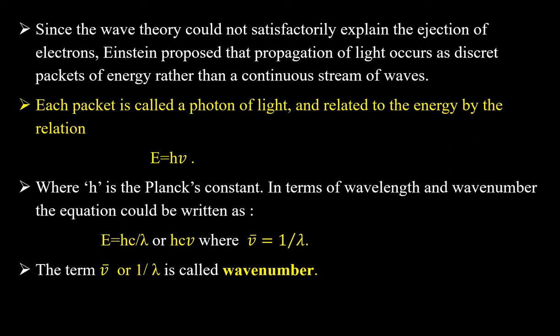In terms of wavelength and wave number, the equation can be written as energy E is equal to hc by lambda, or hc nu bar, where nu bar is equal to 1 by lambda. The term 1 by lambda is called the wave number.